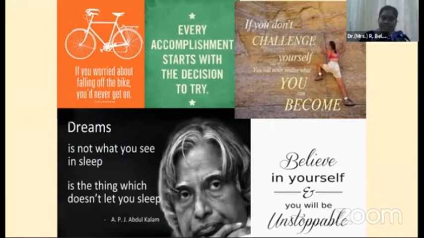It is not what you see in sleep. It's the thing which doesn't let you sleep. So get up and prepare for aptitude. Get up and see what the GD is all about.